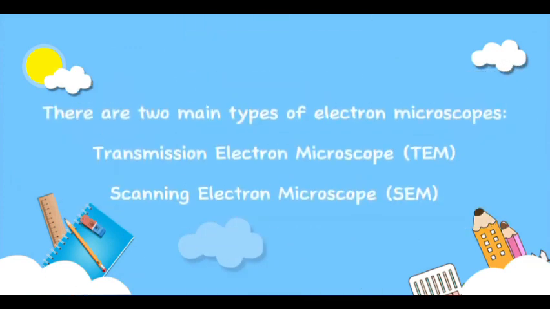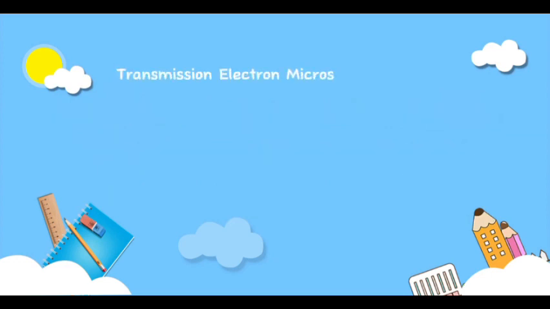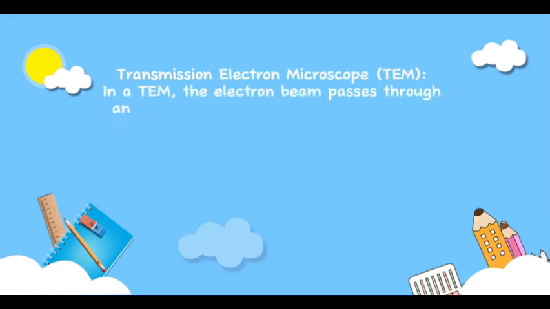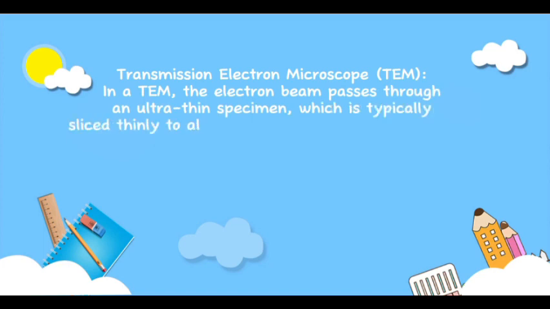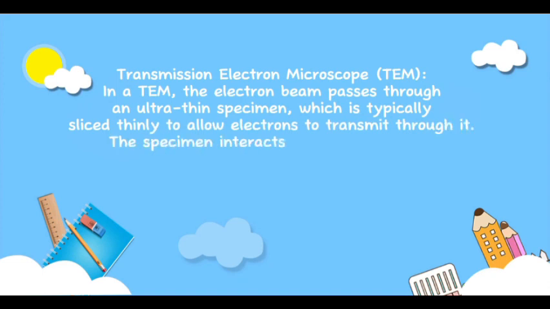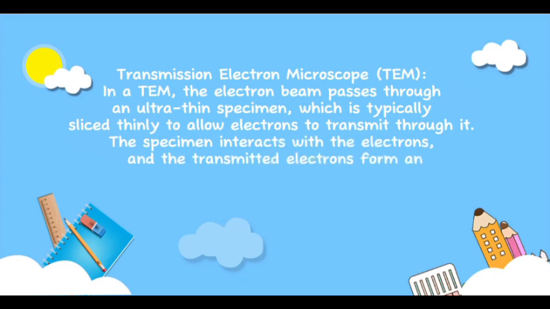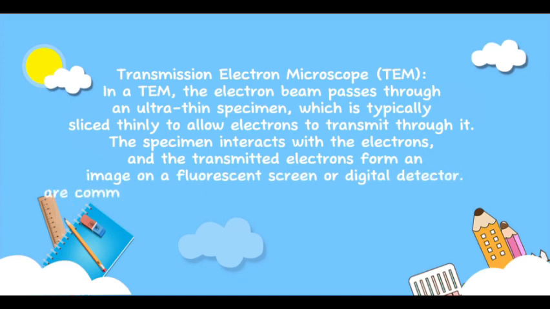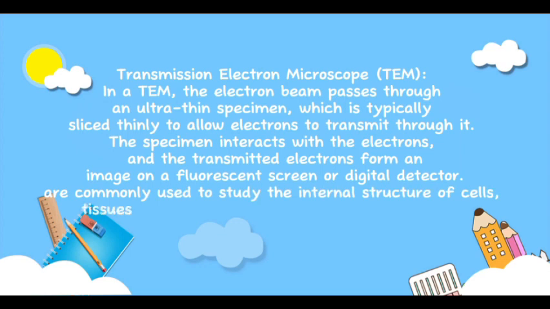There are two main types of electron microscopes. First, we have transmission electron microscopes, or TEM. In a TEM, the electron beam passes through an ultra-thin specimen, which is typically sliced thinly to allow electrons to transmit through it.